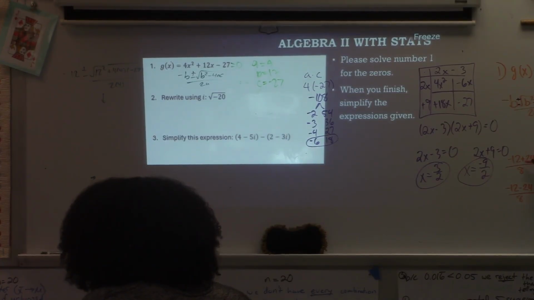Great job here. Negative 12 plus 24 is 12. 12 divided by 8 is 3 halves. Only thing I will say, I should have noticed this from the beginning. Remember, the whole point is that we're solving for x. So really, this is the quadratic formula, x equals. We're finding our zeros, finding our roots. Don't forget that, okay? Questions, comments, concerns?